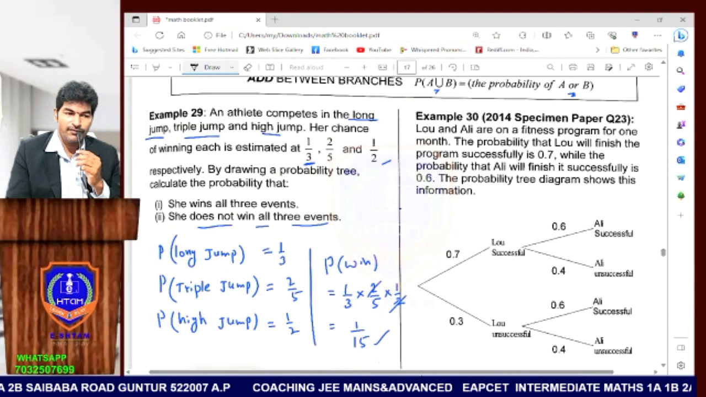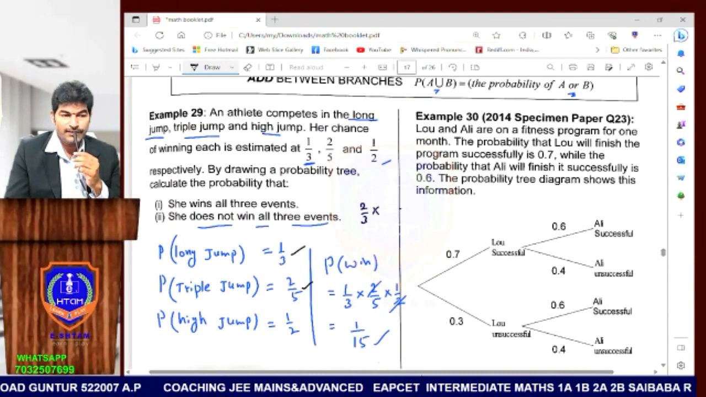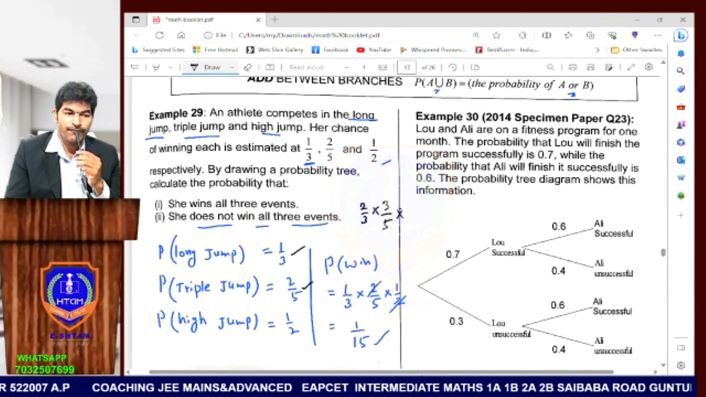What is the complement of long jump? 2/3. 1 minus 1/3. Yeah. What is the complement of 2/5? That means 2/3 is she fails in long jump. Or triple jump? 3/5. Okay.